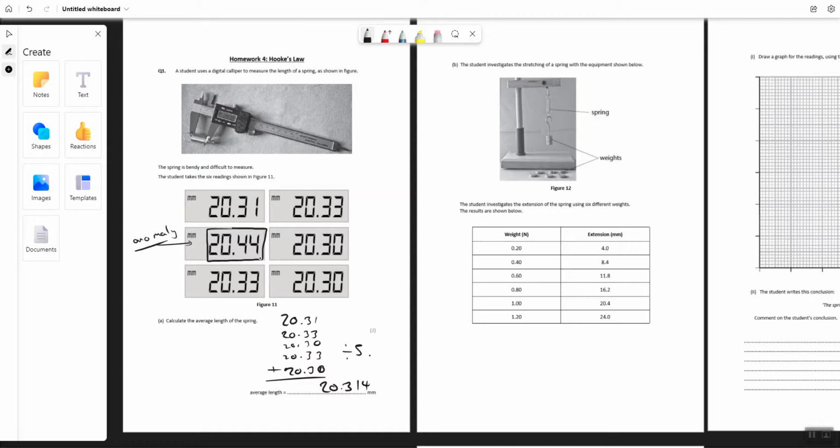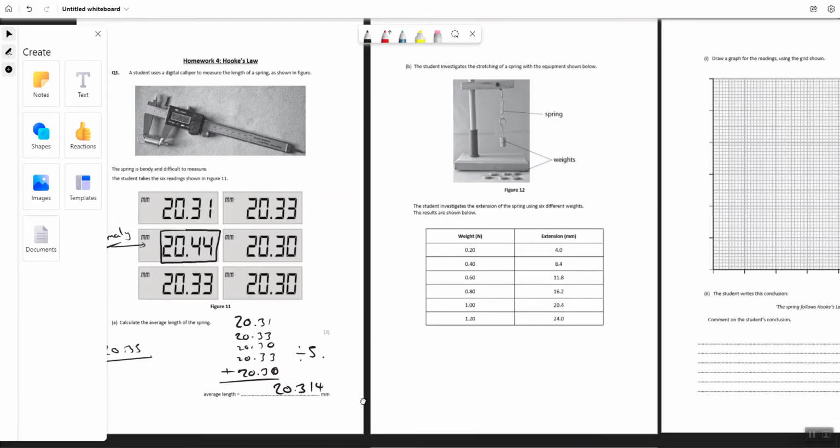If you add this anomaly in, you get 1 mark, but you'll end up with something that's inflated a little bit higher. Interestingly, if you add it in, you end up with an average of 20.35, which doesn't seem that far away, but that 0.35 is higher than any of these other readings. So this anomaly actually pulls your average above all of your other 5 results, and so that's why we would ignore it.